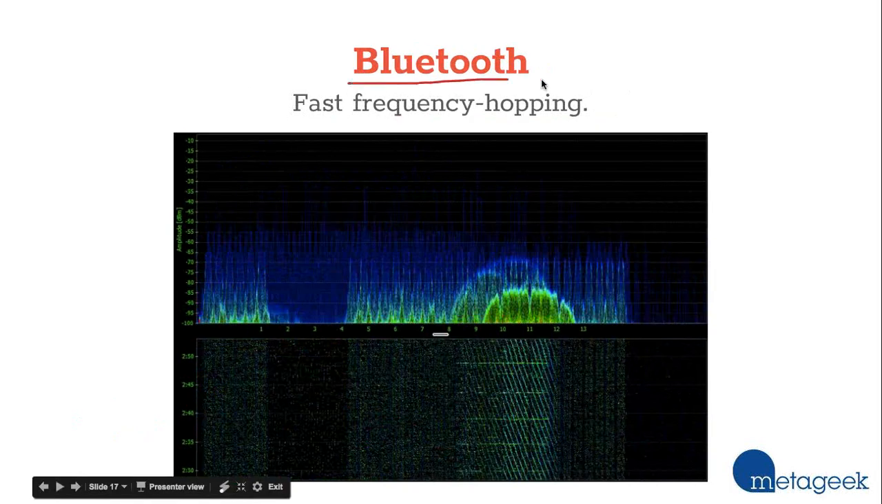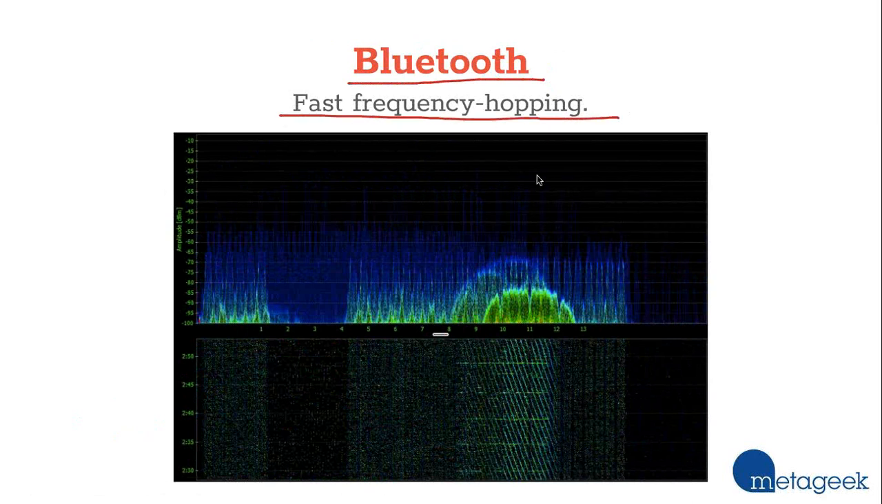This is what Bluetooth looks like. Bluetooth is also frequency hopping, but it's a fast frequency hopping protocol. It moves very, very quickly. It only stays on each channel for about 1 millisecond or so. Very, very quick. In fact, you can see all the different hops all over the place. Each one of these blue spikes represents a series of Bluetooth hops on that channel.